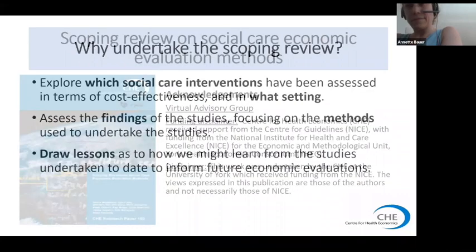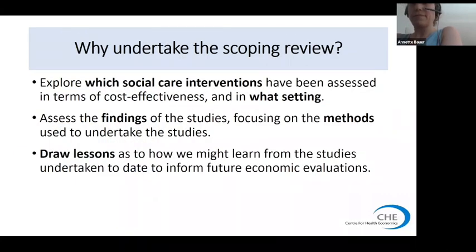So why did we undertake the scoping review? Well, there were really three main reasons. First, we wanted to understand the type of economic evaluations of social care interventions that have been undertaken to date, and also to understand in what setting they'd been undertaken.